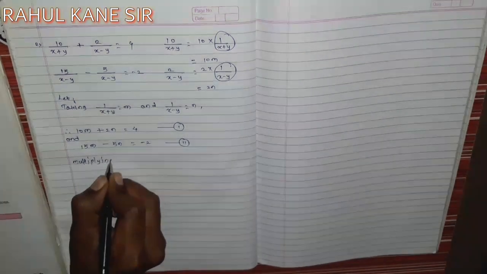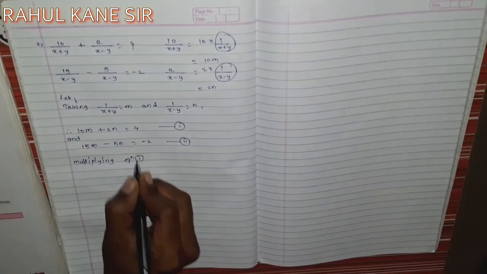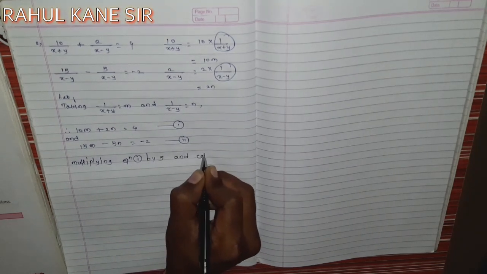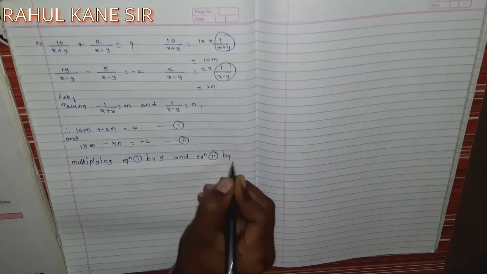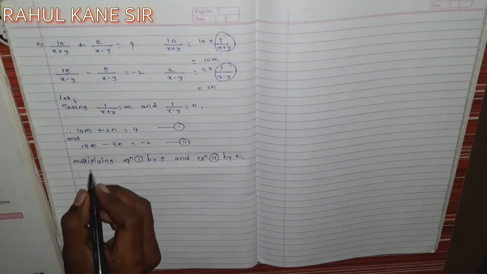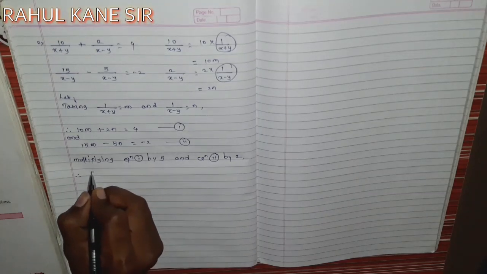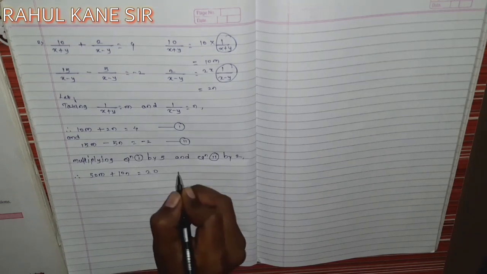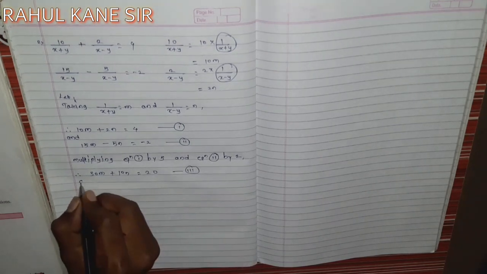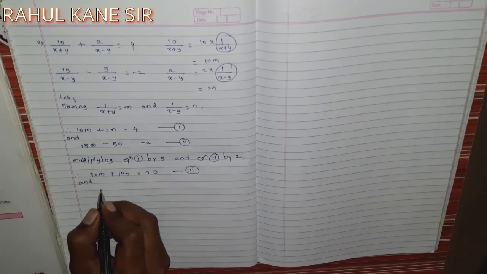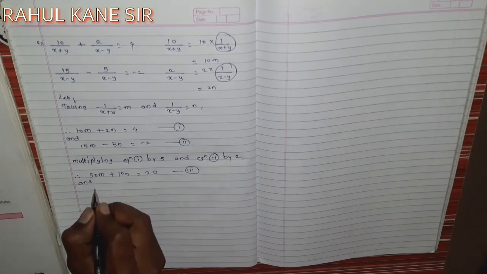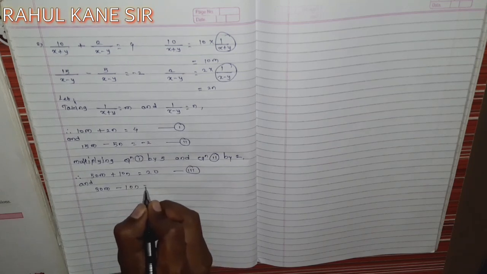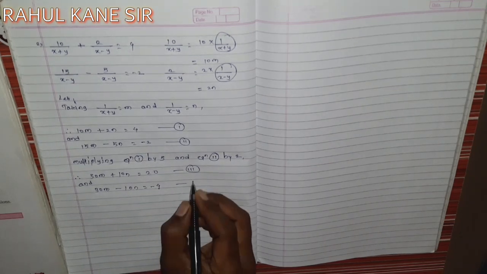Multiplying equation 1 by 5 and equation 2 by 2. So we get, multiplying equation 1 by 5: 10 5s are 50, 5 2s are 10, 5 4s are 20, equation number 3. And equation 2 multiplied by 2: 15 2s are 30, 5 2s are 10, and 2 2s are 4, minus 4, equation number 4.